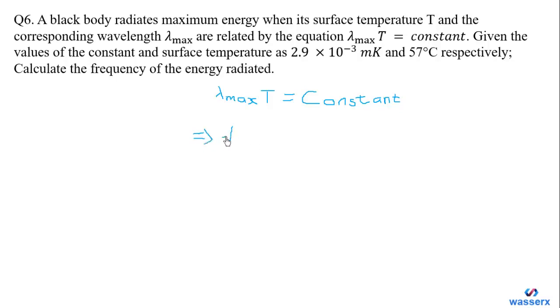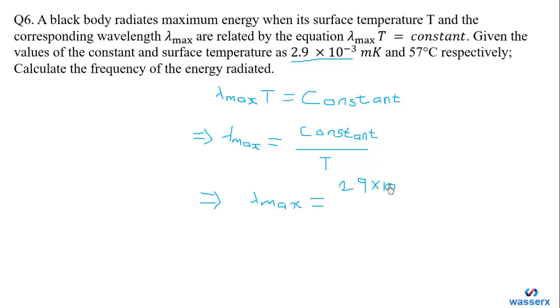So the maximum wavelength, which is lambda max, can be calculated when we substitute the constant and the temperature. So let's make lambda max the subject. Lambda max will be equal to constant over temperature. But we need to do some conversion for the temperature as well, so that we have uniform units. So this implies that our maximum wavelength will be equal to 2.9 times 10 exponent negative 3 meters Kelvin, which is the constant.